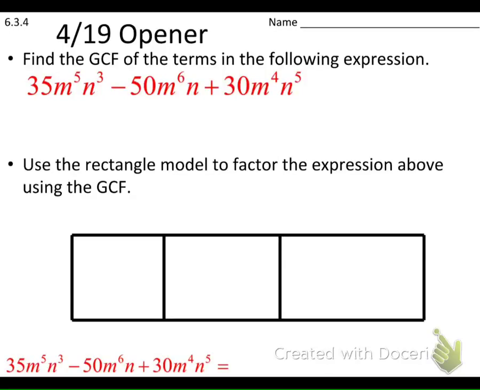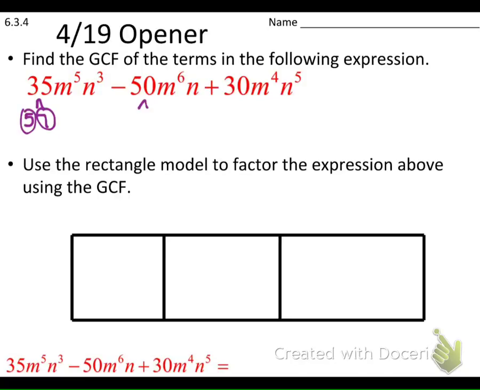Two numbers that multiply to get 35. Who's got them? 5 and 7. Thank you very much. 5 and 7. Are those both prime? Perfect. So I'm going to go ahead and circle those.